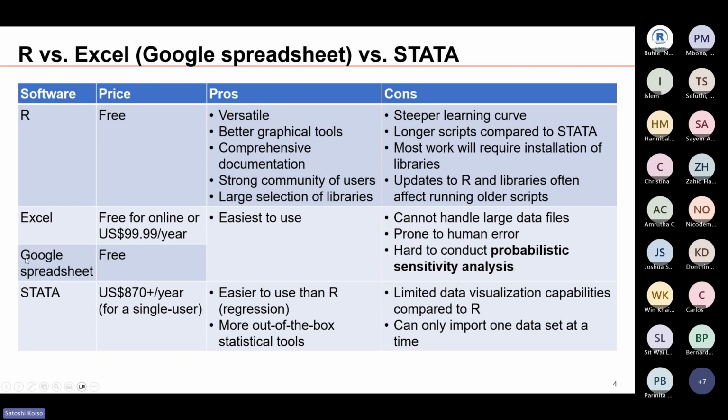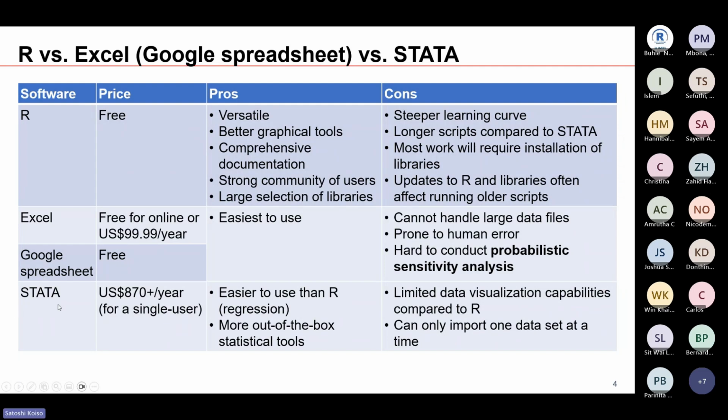And then Excel and Google Spreadsheet. Excel is free online, but basically has a subscription cost of around $100 annually. Google Spreadsheet is basically free. The good thing is that it's intuitive, but the downside is that it cannot handle large data files. Also, it's prone to human errors. It's hard to conduct probabilistic sensitivity analysis. I will explain in the next slide.